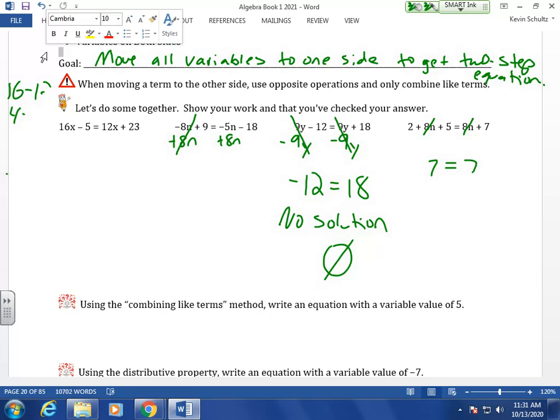Does 7 equal 7? Yes, it does. So what does this mean? Lauren? Any number that you plug in for n is going to work. Because on both sides, you're multiplying it by 8 and then adding 7. No matter what you plug in for n, you'll always get the same result on both sides. So this is infinite solutions.